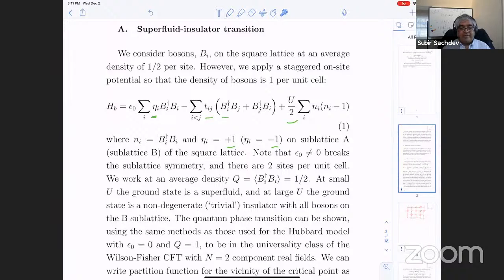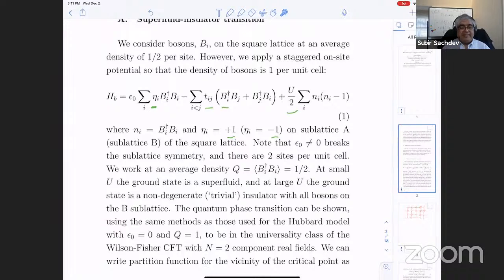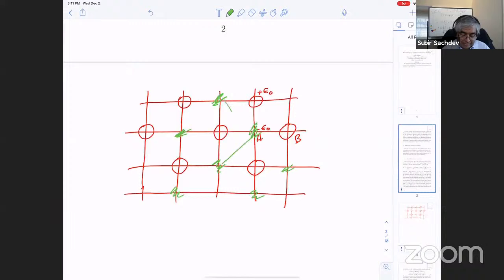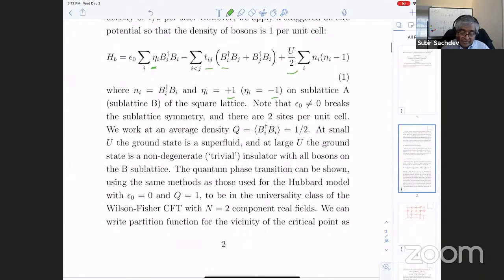actually, you don't even need epsilon naught to be very large, as long as epsilon naught is non-zero. For any non-zero value, you're really at integer filling with respect to the new unit cell. The new lattice is a checkerboard lattice, which is just a square lattice itself, but the lattice spacing is square root of 2 larger. So you have a new lattice here, which is connecting these points. On that lattice, the filling is exactly 1 per site, and that's the true symmetry, and therefore you get a conventional superfluid-insulator transition.